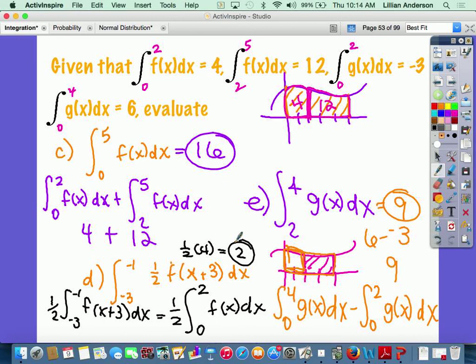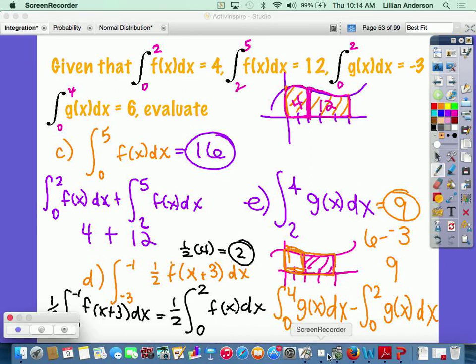Okay? So let me recap that one. We pulled out the 1/2 because it's a constant, so we used our constant rule. And because there was that plus 3 on the inside with the x, that literally just meant that the function got moved over 3 units. So to compensate, we're going to move it back. To do that, we just add 3 to both the upper and lower bound, because the area doesn't change when you move it. Questions?